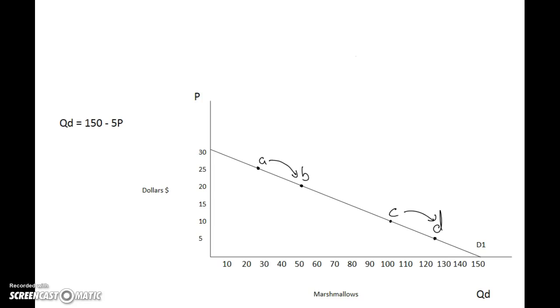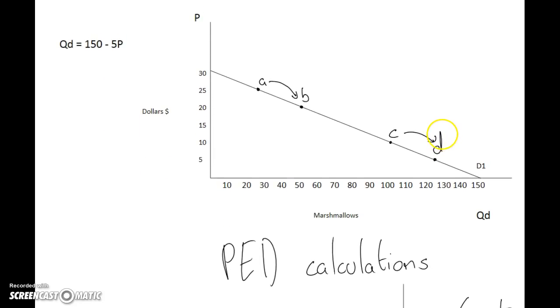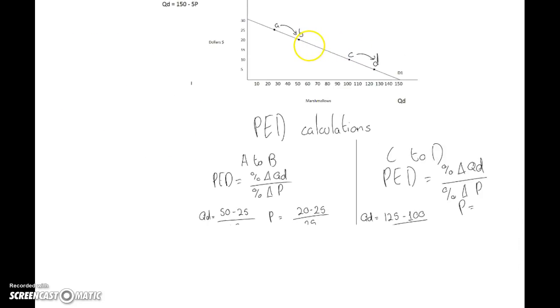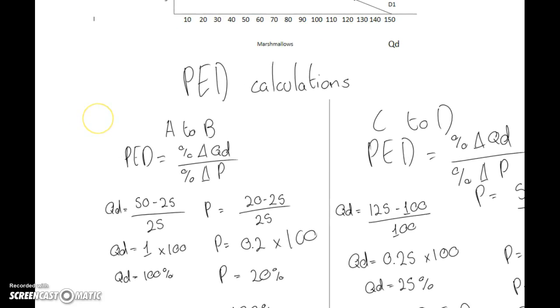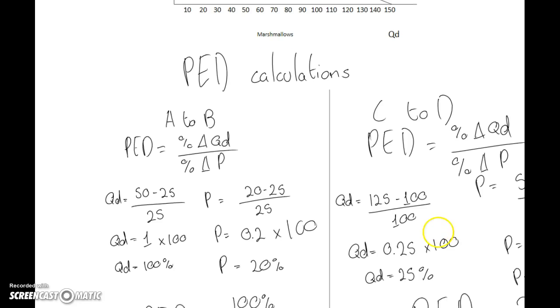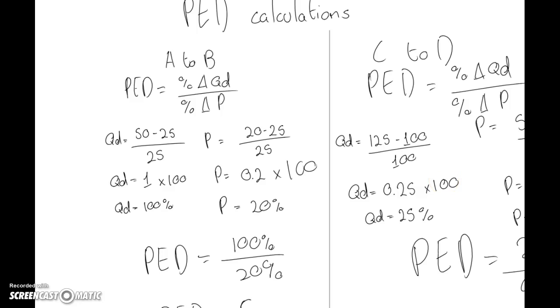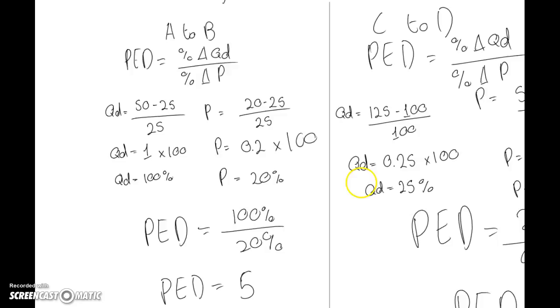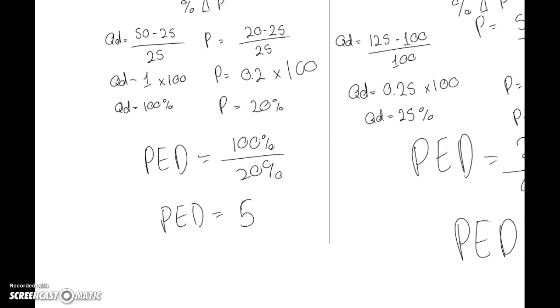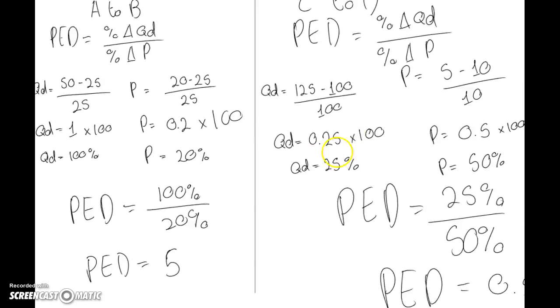So when the price is 5, the quantity demanded is 125. Although when the price changes to 10, the quantity demanded is 100. Now to calculate the PED, we need to do some calculations. The equation to calculate PED is percent change of quantity demanded over percent change of price. So you find the percent change of quantity demanded and percent change of price, divide them, and the PED of A to B is 5.